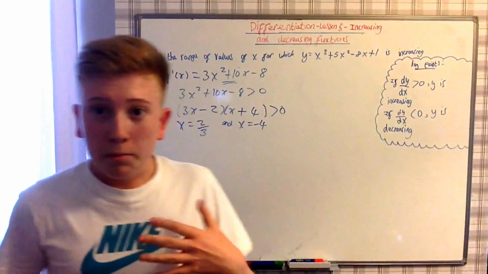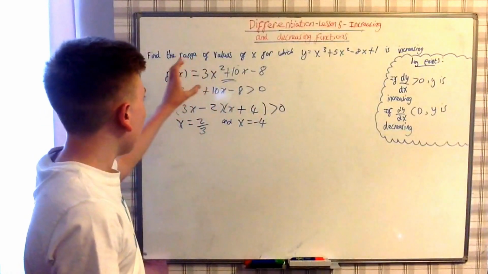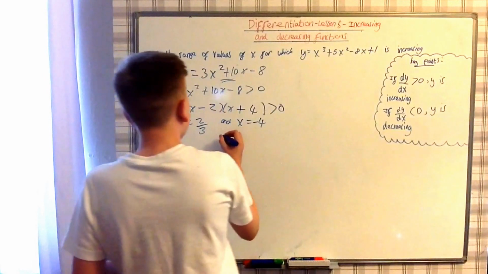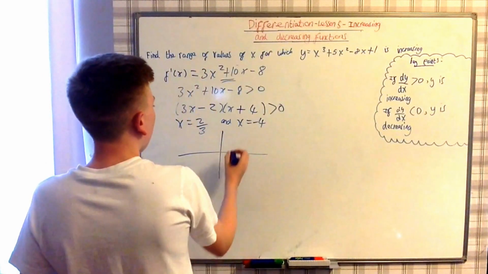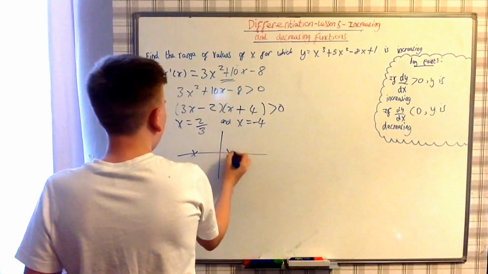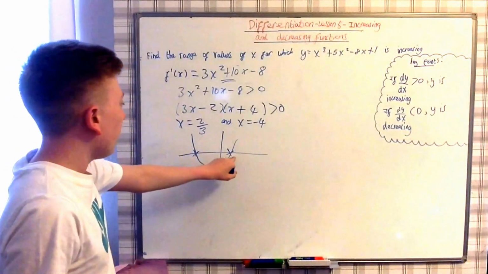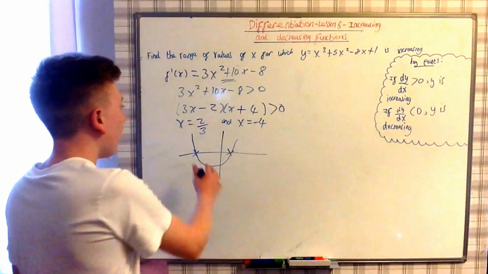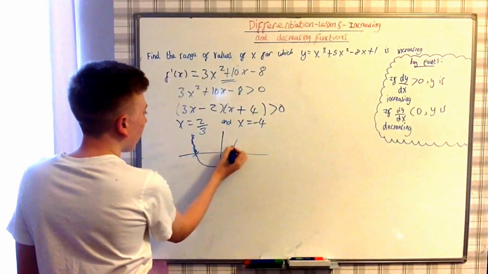So at this point, the best thing to do in my opinion would be to draw out the quadratic from the first derivative, because this is going to help us to see when y is increasing. So if we draw this out, it may look something like this, okay? So it's got to go through minus 4 and 2/3. So we need to see when y is increasing. And looking at this, y is increasing here and here.